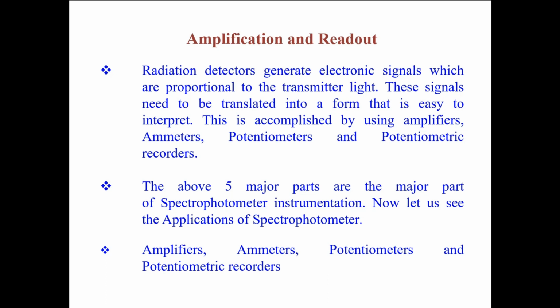And readout devices are the devices where the electronic signals can be read, either in amplifiers or ammeters. If you are measuring electricity, how can we measure it? Electricity can be measured by using ammeters, or potentiometers, or even potentiometric recorders and so on. Maybe if you have seen some electricity helpers, they will have a readout device.